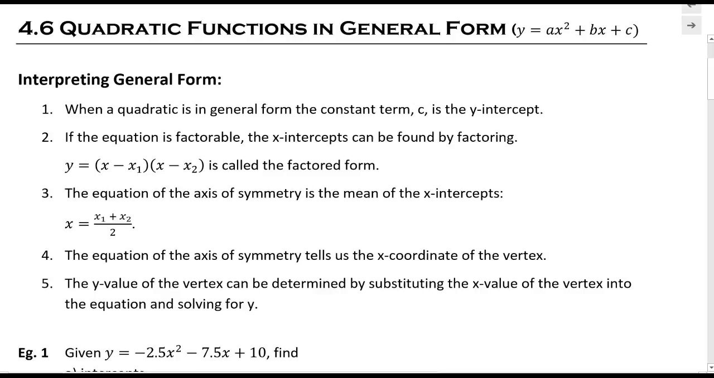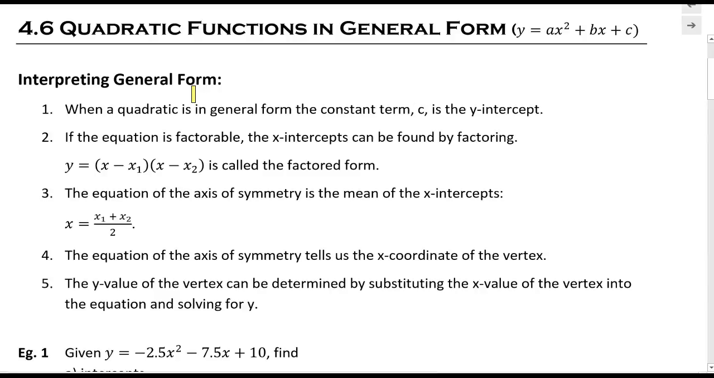So our first thing we need to do is just note some key principles about general form. There's certain characteristics that are easier to find, certain characteristics that we're going to have to do a little bit more work for. Let's run through them really quick.